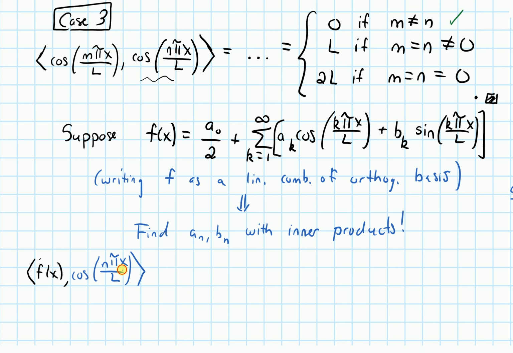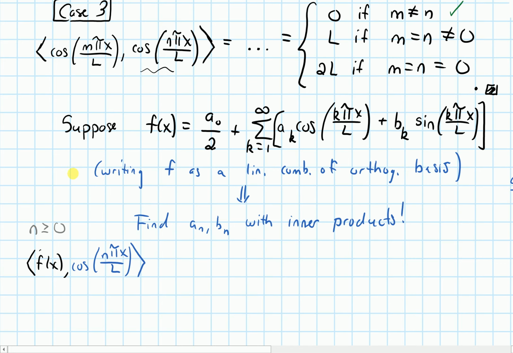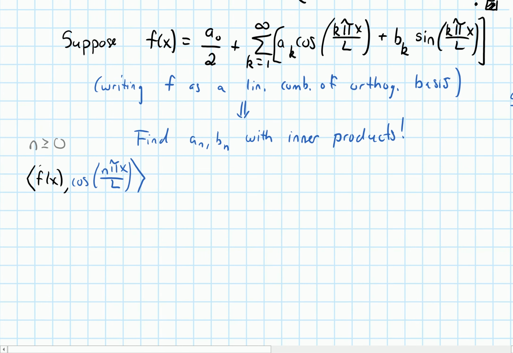If we do that to f of x on the left-hand side, I need to do it on the right-hand side. Before I do, just notice that I need the n that's here to be greater than or equal to 0. Okay, so now let's take the inner product on the right-hand side.